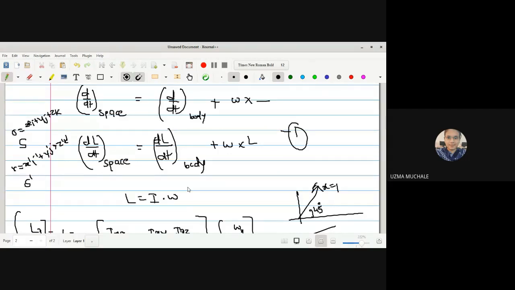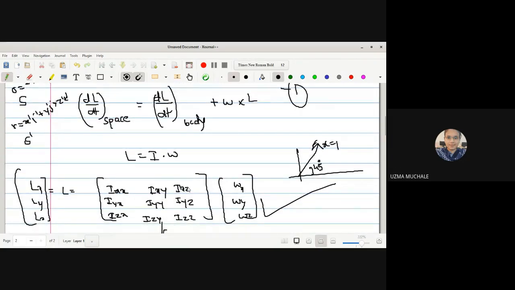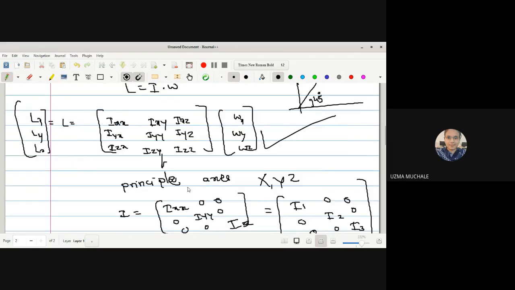This equation we proved with the help of a position vector r. Now this is true for any quantity, so we have written the same equation for L. Since we want to find the equation of motion, we have written dL by dt. What is dL by dt? It's nothing but your torque. What is the value of L? We have I into omega, which we proved in the last 2 to 3 lectures.